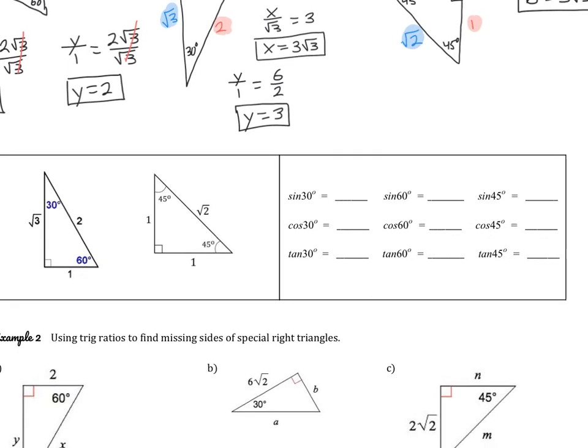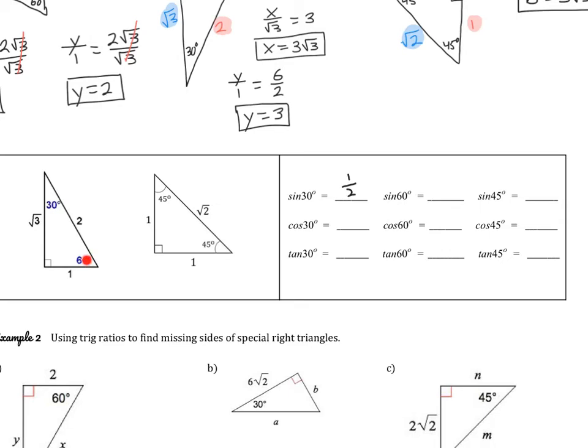Okay, we can also use special right triangles to help us evaluate sine, cosine, and tangent of 30 degrees, 60 degrees, and 45 degrees, which is something you could do with your calculator, but it's something that's really nice to be able to do without your calculator. So if you set up your 30, 60, 90, we can use this triangle to help us find the sine of 30 degrees, 60 degrees, and 45 degrees. So let's start by finding the sine of 30 degrees. So remember, sine is opposite over hypotenuse. So the sine of 30 degrees is 1 over 2.